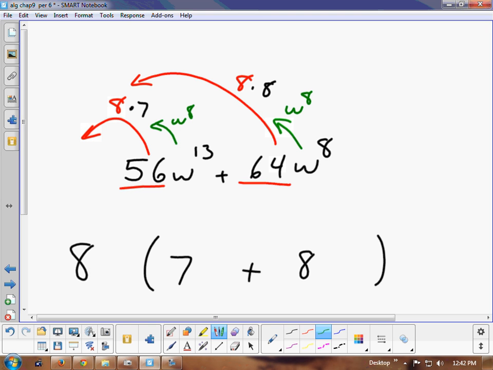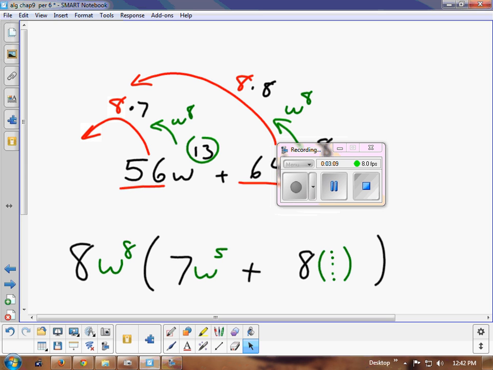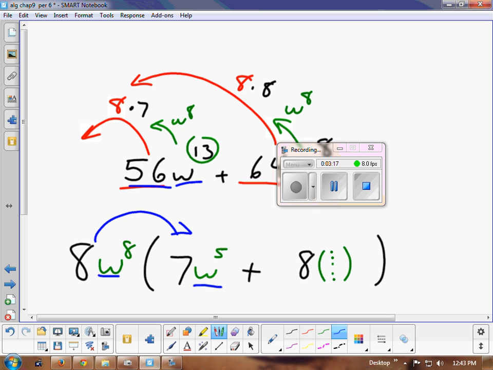When I take W8 out of 13, that leaves, what, 5 behind? When I take W8 out of here, it doesn't leave any behind, but we don't put a 0, we put a 1 there. So it's times 1. So that would be your answer for that one. I'm sorry, I forgot to put the W8 here. So that is the answer. If I were to redistribute it, 8 times 7 is 56. W8 times W5 is W13. And so on and so forth.